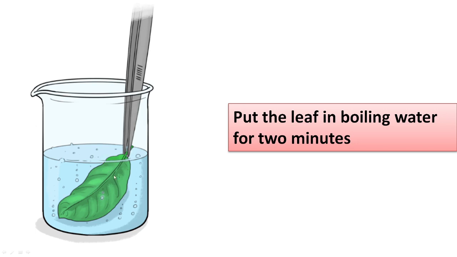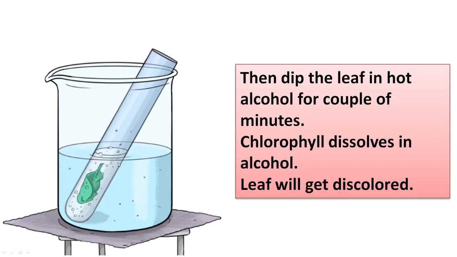So what we need to do is put the leaf in the alcohol and heat it again for a couple of minutes, right. What will happen is, since chlorophyll is a green pigment, the green pigment chlorophyll will dissolve inside the alcohol. Alcohol will turn green in color, right?